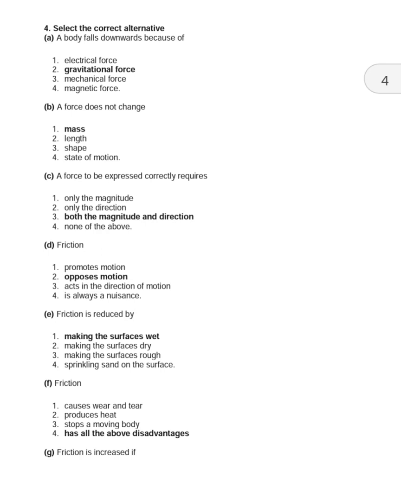D. Friction. Answer is 2. Opposes motion. E. Friction is reduced by. Answer is 1. Making the surfaces wet. F. Friction. Answer is 4.